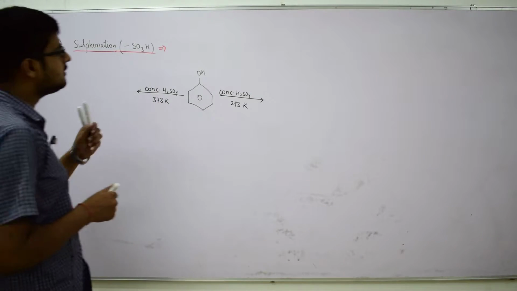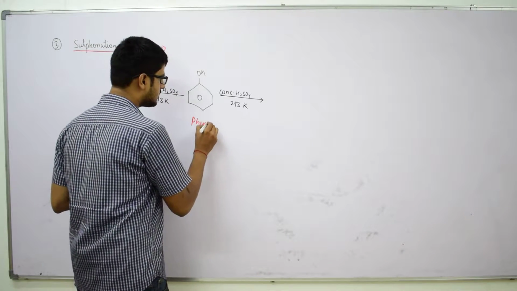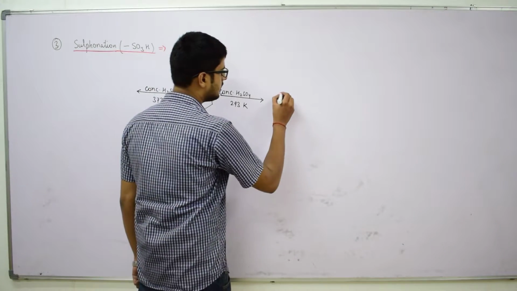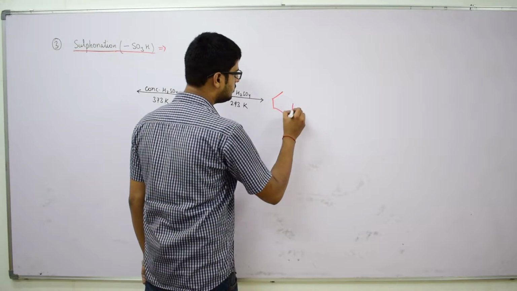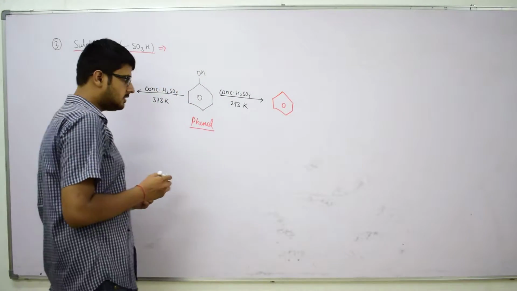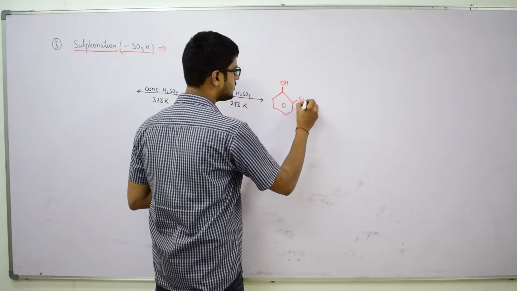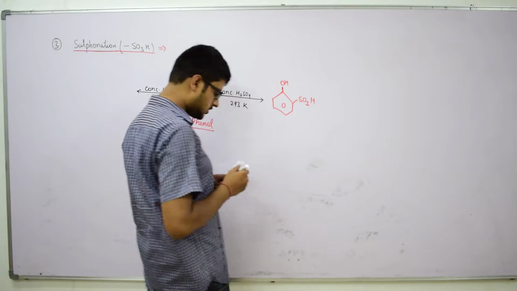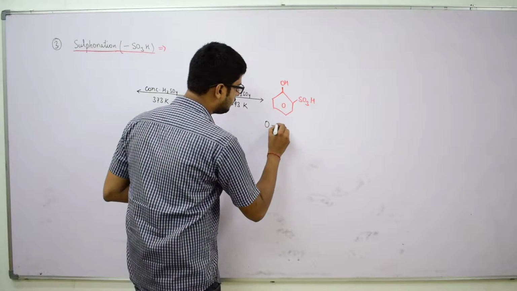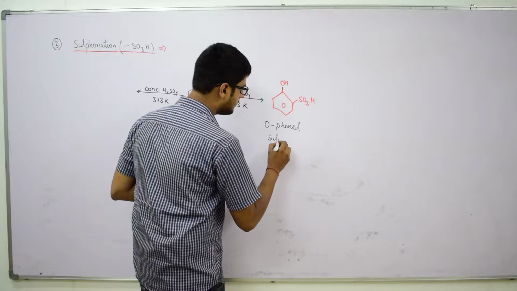When phenol is treated with concentrated sulfuric acid at 293 Kelvin, then the ortho derivative is the most stable product, that is OH, and attachment of the SO3H group at the ortho position leads to the formation of orthophenol sulfonic acid.